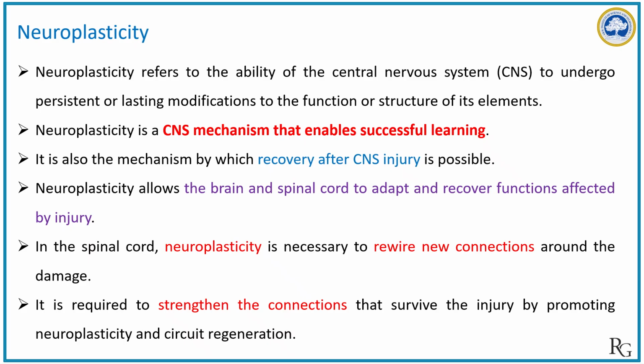So one of the most fascinating features of our nervous system is something that we call neuroplasticity. And what does it mean? It means that the brain and the spinal cord are not fixed or rigid. They may be fixed or rigid in terms of structure, in terms of their anatomy, but they are flexible in terms of reorganizing themselves.